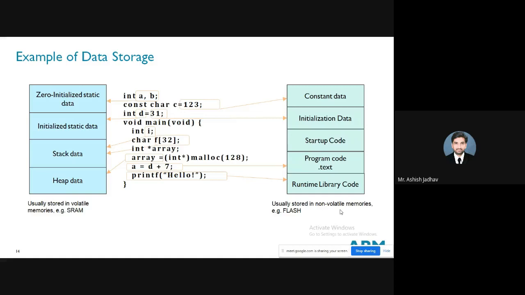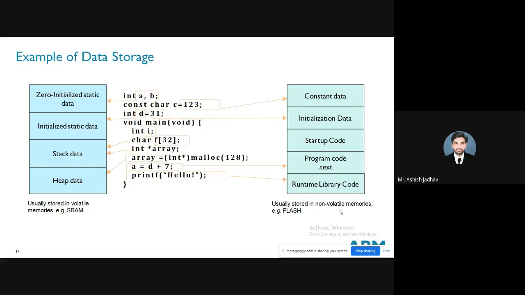So this is a simple program. You can observe the first instruction, it is int a, b, right? So what exactly is it? It's static data, right? So zero initialized static data will go to the static memory location. Then we have defined const char c equal to 123. This 123 is your constant data, right? So this will go to constant data.